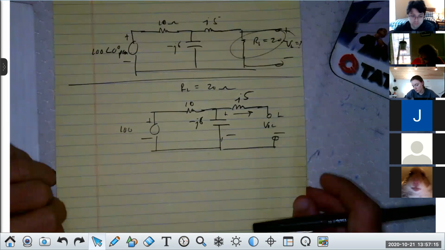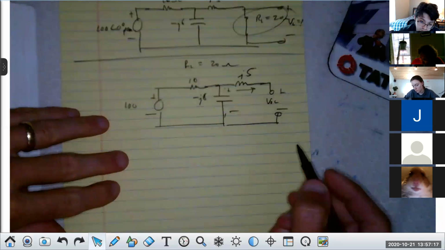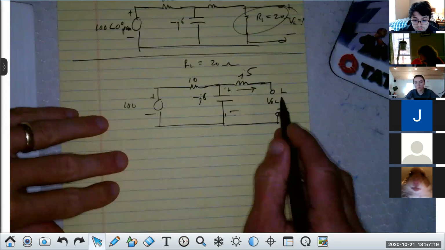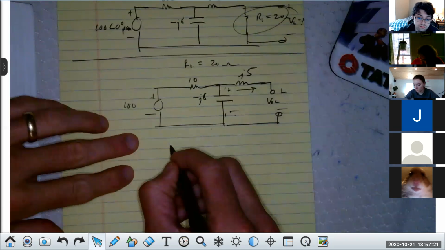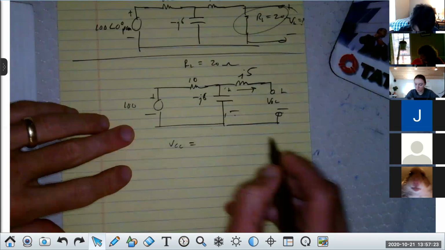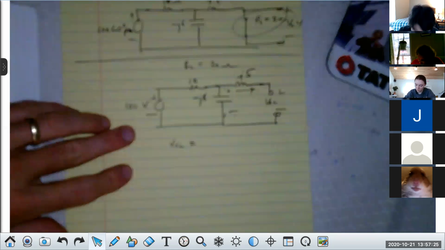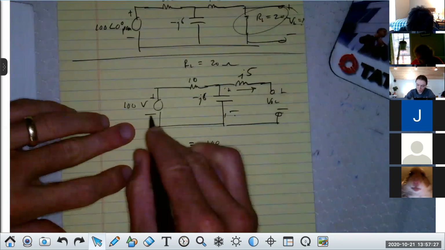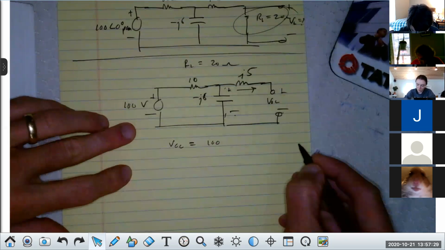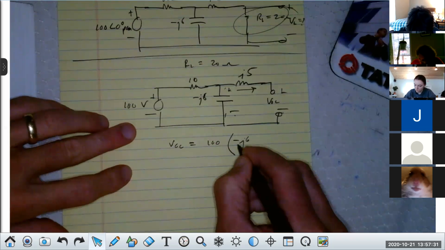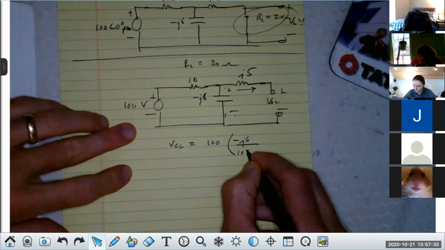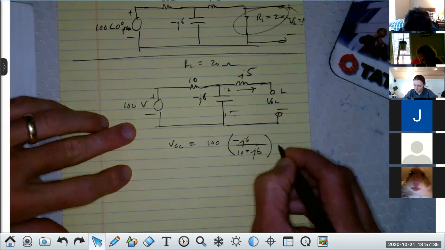All right, so really I want this voltage. What's the best way to get this voltage? Voltage division. Yeah, voltage division. It's just 100. I didn't put a phase angle on there for a reason. Then it would be over times minus J6 over 10 minus J6. Do you agree with me, everyone?